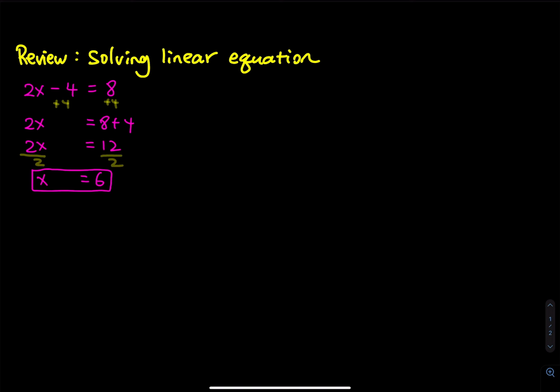How do you know that x equals 6 is a correct solution? To check your work, you can write check. All you have to do is plug 6 back into the equation. So you have 2 times 6 minus 4 equals 8. You have 12 minus 4 equals 8. So 12 minus 4 in fact equals 8. So this is a check.